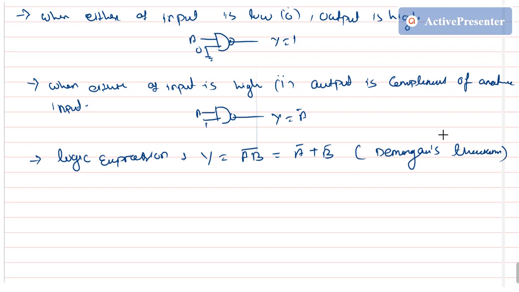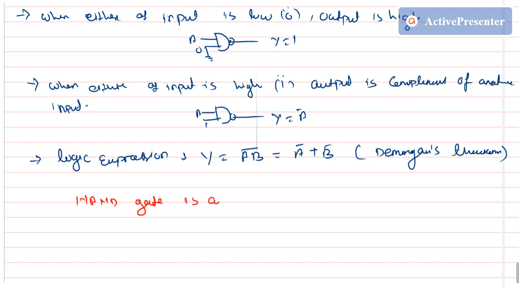So this is all about the logic gates. All the logic gates we have, I have discussed. The 7 logic gates I have already discussed in this lecture. And next class I will be discussing one important thing.